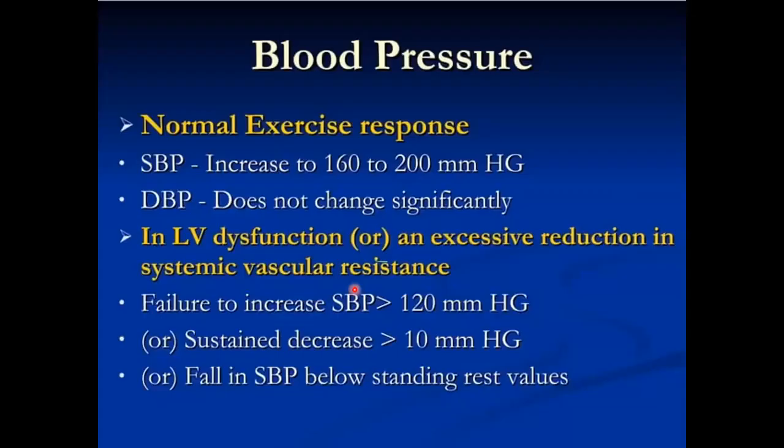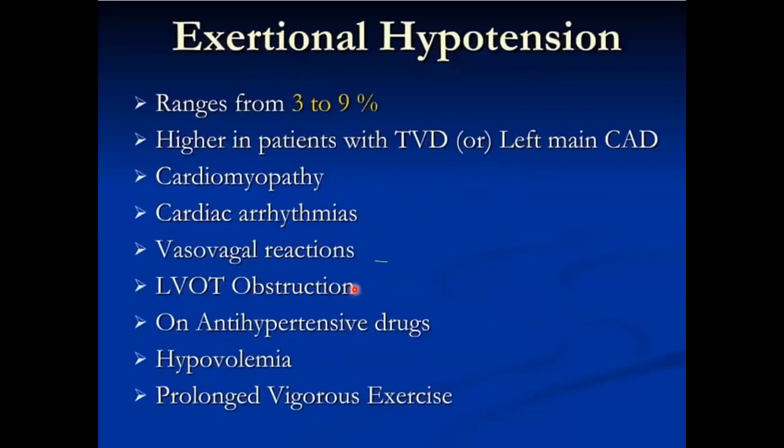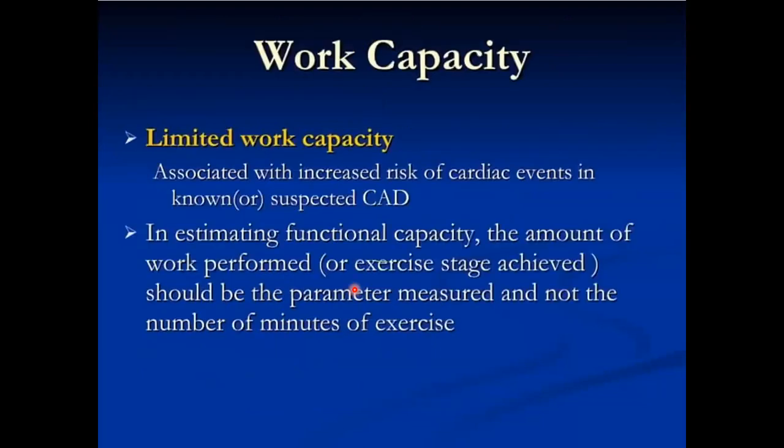So other non-ECG observations include the blood pressure. We've talked about that much earlier. It's expected that you should have an increase in blood pressure. If you begin to have a decrease in blood pressure, this will tell you that probably you have left ventricular dysfunction or some abnormalities in your systemic vascular resistance. Exertional hypotension can also occur, and this ranges from about 3 to 9%. It is actually higher in patients with triple vessel disease or left main coronary artery disease, cardiomyopathies, cardiac arrhythmias, vasovagal reactions, LVOT obstruction, or those on antihypertensive medications. Hypovolemia and prolonged vigorous exercise can also give us exertional hypotension.